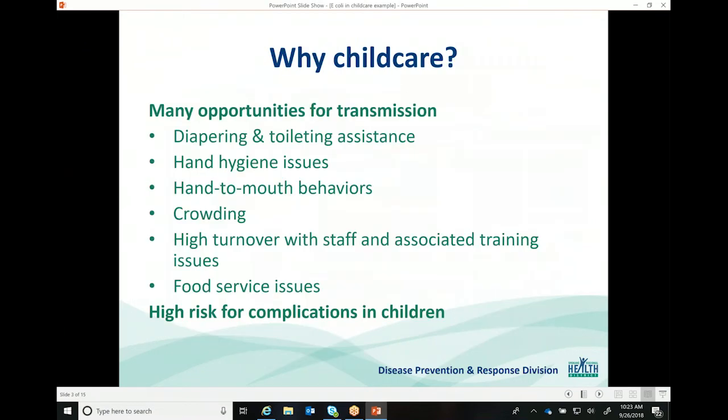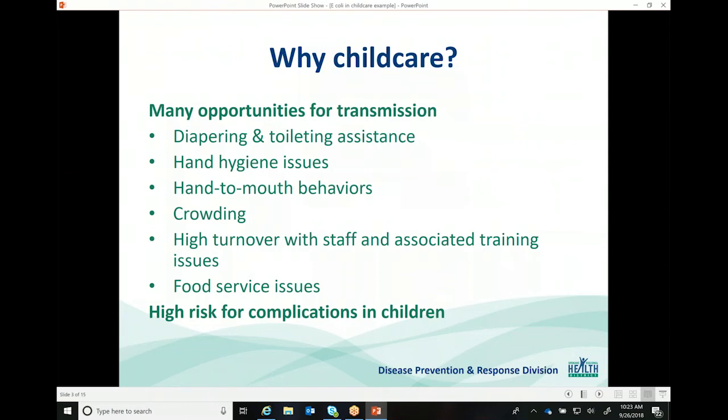So why do we care about E. coli in a childcare setting? First of all, there are many opportunities for transmission. As you can imagine, with this kind of setting and an enteric illness, diapering and toileting assistance are big ones. And if you combine that with the hand hygiene issues that can often be the case with little people, it really makes for a bad recipe. And many young children have hand-to-mouth behaviors, which can really amplify disease transmission.